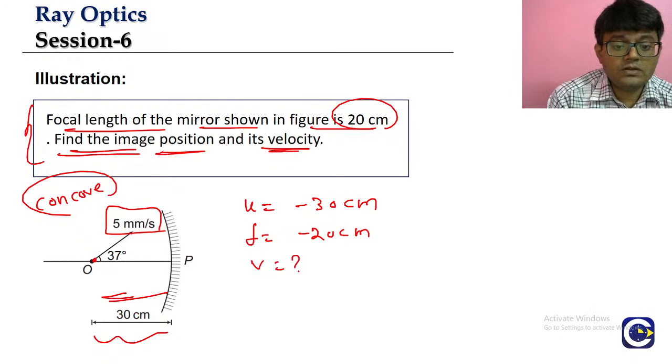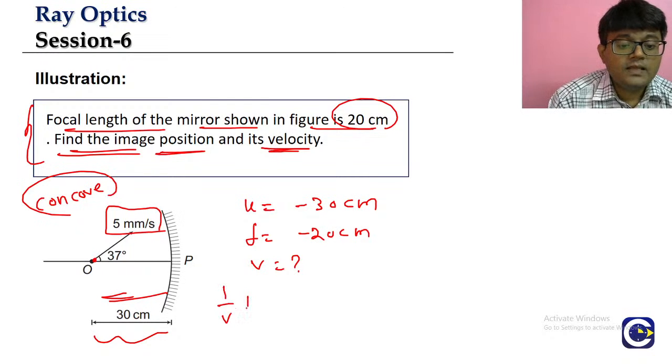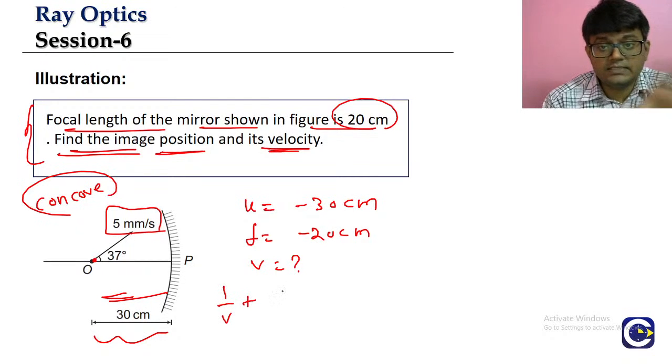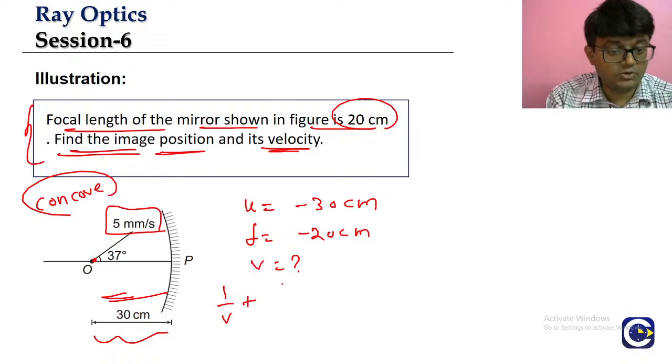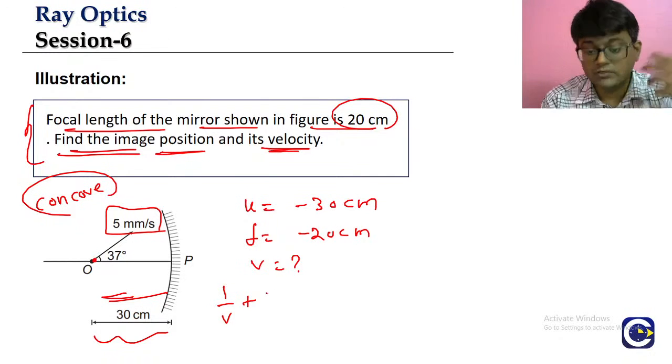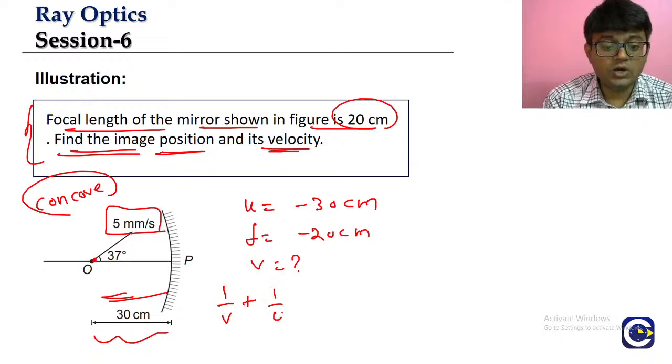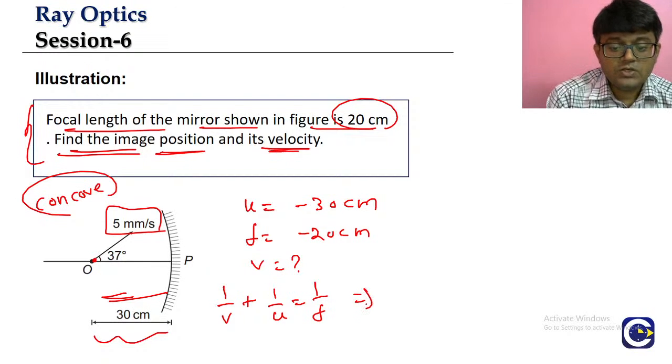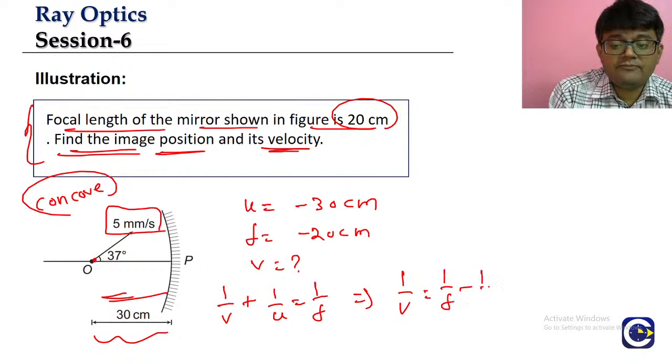Now we are supposed to find the v value. What is the formula? I showed you a shortcut, the derived formula. If you are able to remember it, that is fine. If not, you will always remember this one, the mirror equation: 1 by v plus 1 by u is equal to 1 by f. So from here, 1 by v is equal to 1 by f minus 1 by u.